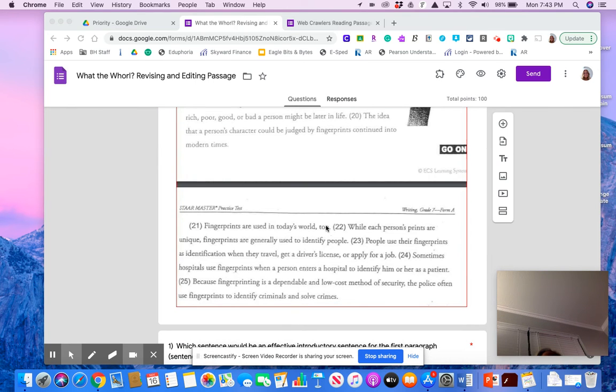Fingerprints are used in today's world too. While each person's prints are unique, fingerprints are generally used to identify people. People use their fingerprints as identification when they travel, get a driver's license, or apply for a job. Sometimes hospitals use fingerprints when a person enters a hospital to identify him or her as a patient. Because fingerprinting is a dependable and low-cost method of security, the police often use fingerprints to identify criminals and solve crimes.